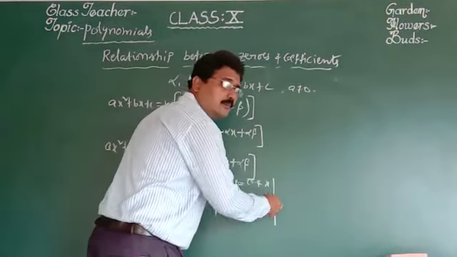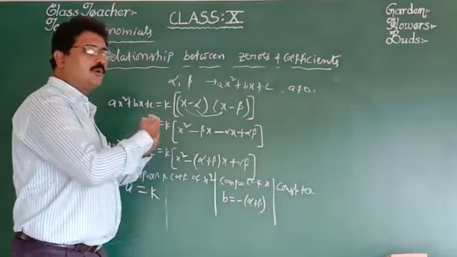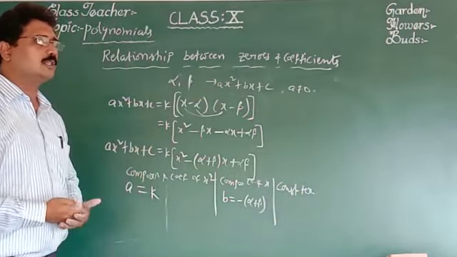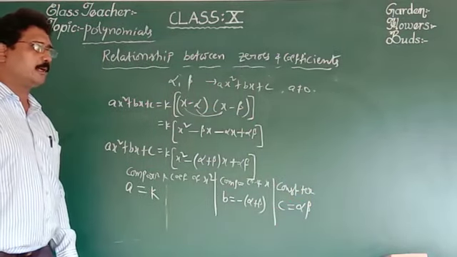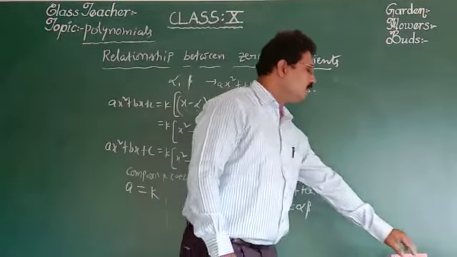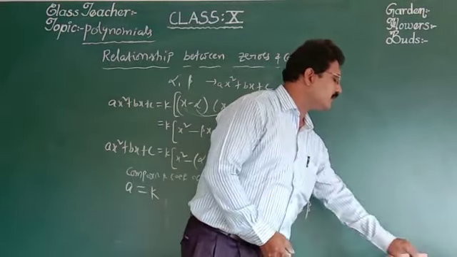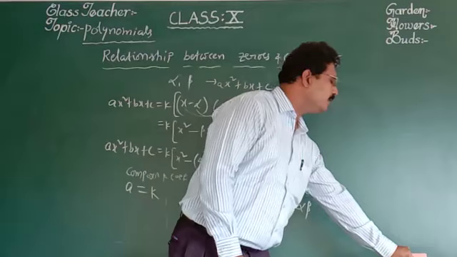Next, the constant term. What is the constant term here? Here the constant term is c, and on the other side the constant term is alpha beta. So c is equal to alpha beta. That is the product of the roots. So a is equal to k, b is equal to minus of alpha plus beta, and c is equal to alpha into beta.